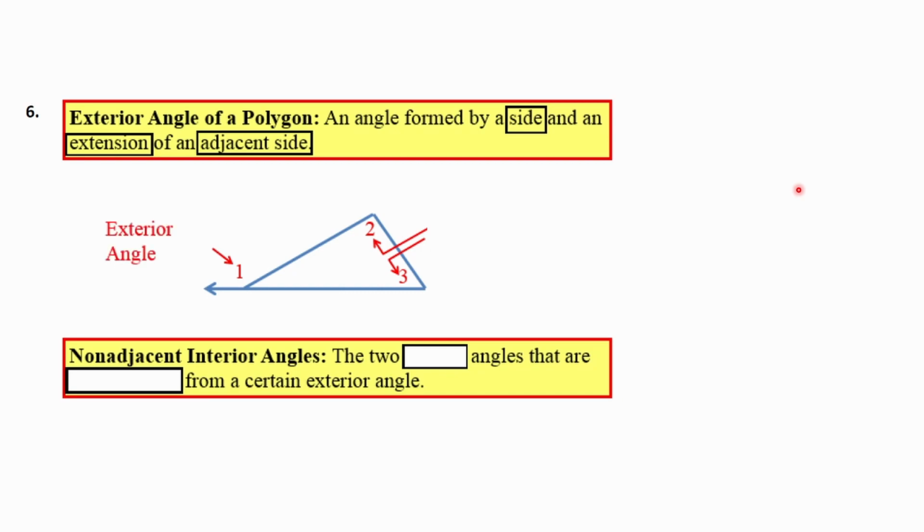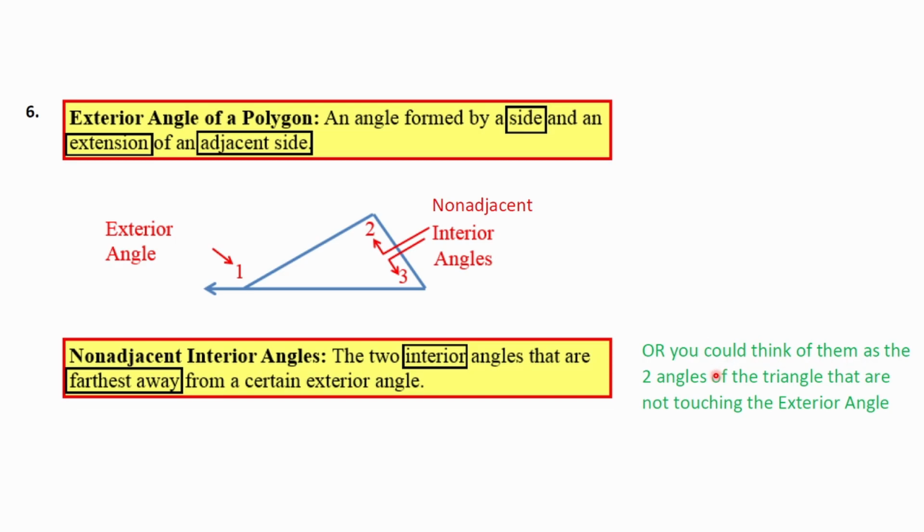Next, we have non-adjacent interior angles. So non-adjacent means not next to or touching. And so it's going to be the two interior angles that are farthest away from a certain exterior angle. So these angles 2 and 3, these are non-adjacent, they're not next to, they're not touching this angle 1. And they're also on the inside of our triangle, so they would call them interior. Another way you can think of this is that they are the two angles of the triangle that are not touching the exterior angle, which I mentioned earlier. So again, adjacent means next to.